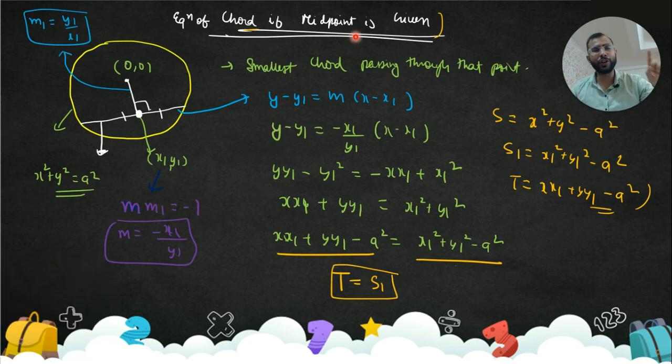बहुत बढ़िया. इक्वेशन ऑफ कॉर्ड इफ मिड पॉइंट इज गिवन. अगर कोई भी एक सर्कल हो, उसके अंदर एक कहीं पे भी पॉइंट हो, वो पॉइंट, इफ दे आर सेइंग दैट दिस इज द मिड पॉइंट और passing through any chord is the smallest chord, तो हमेशा that is the midpoint only, है ना.